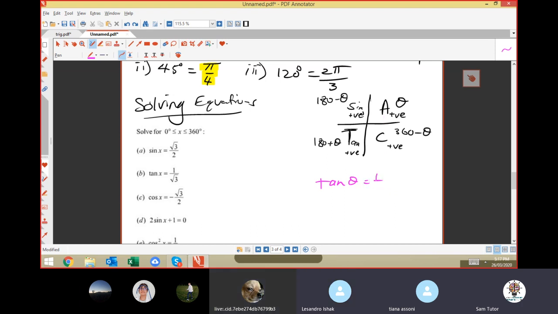Let's go again, a different case. I said tan is actually positive 1. Well, where would that be? Tan is positive here in T and in A. Okay.